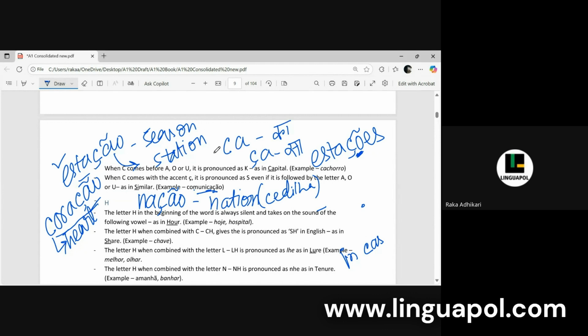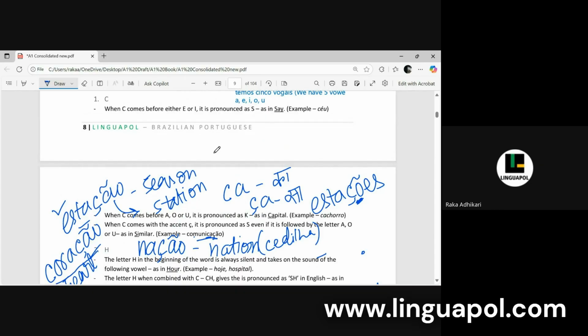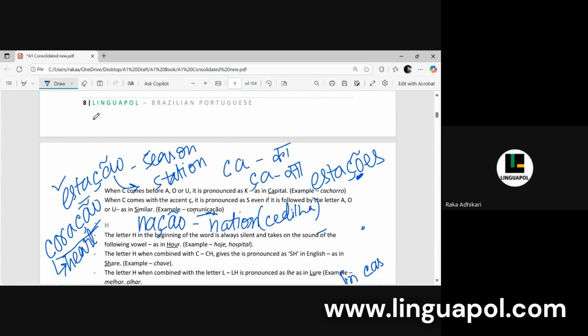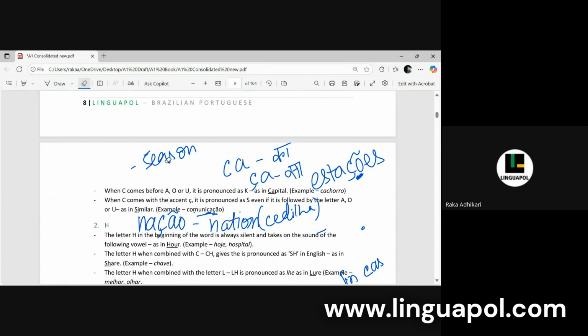So these are the 3 rules of the letter C. Anybody has any confusions in this till now? I think all of you, as a batch, have very few doubts. I get more questions in other batches. So it would not be so bad if you could ask some questions.